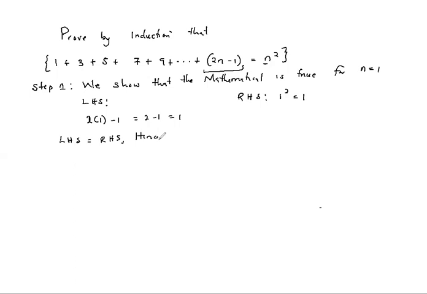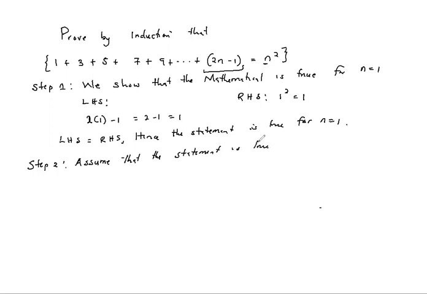Hence, the statement is true for n is equal to 1. Then from there, you go to step 2. Step 2 is just an assumption. So you assume that the statement is true for n is equal to k.